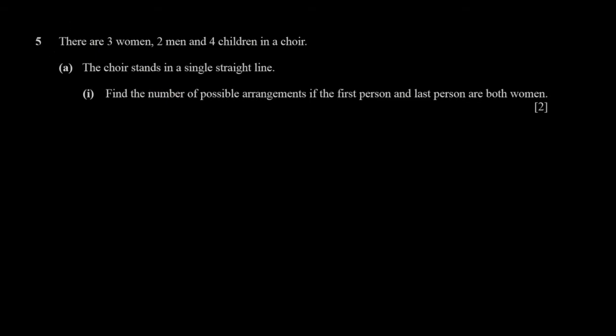All right, now let's draw this out. We're going to have 9 people standing in a line: 1, 2, 3, 4, 5, 6, 7, 8, 9, right? Because 3 plus 2 plus 4 is 9. And we require that the first and last person are women. Well, how could we do that? How many ways could we choose the first person? 3, because there are 3 women to choose from. And how many ways could we choose the last person? 2, because we've already chosen 1 woman, so there are 2 women left.